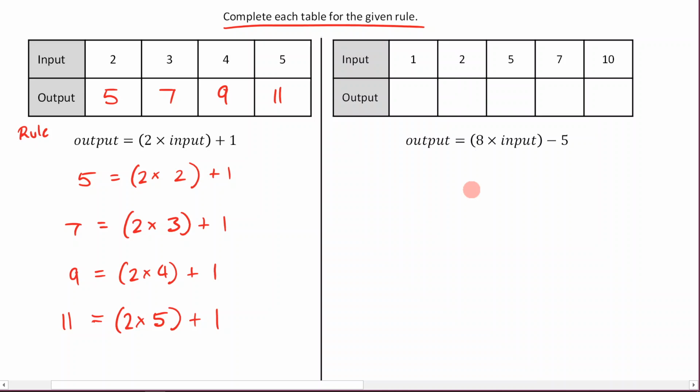Okay, let's now move on to the next one. So here it is. You might like to pause the video and give this one a go for yourself. So let's give it a go now. So we have 8 times our input minus 5.